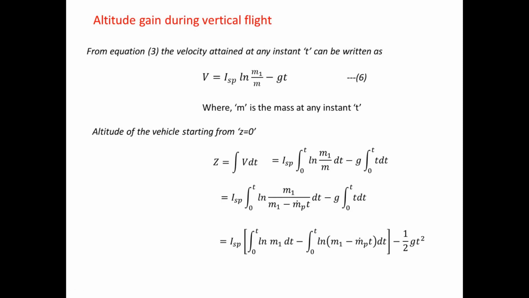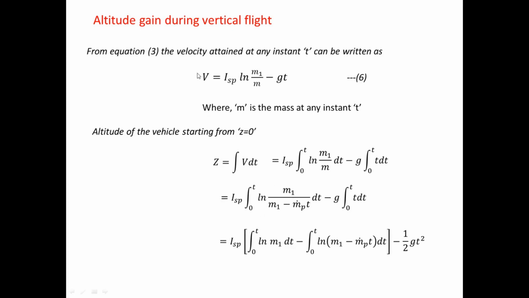So that is the first part, and the second one is the altitude gain during the vertical flight. After a time Tp, how much altitude is going to be attained by the rocket, or how much distance is going to be covered by the rocket in the vertical direction. So it is the second part.